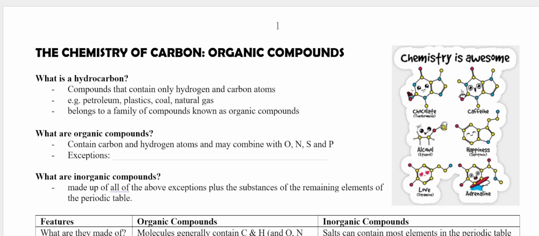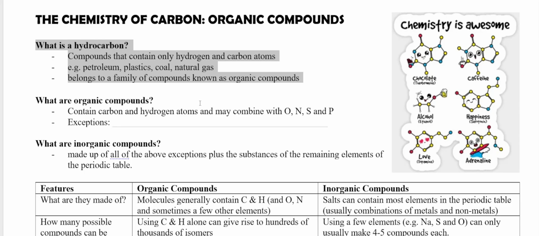This is the first lesson of the organic chemistry unit. So we're going to start by looking at hydrocarbons. What's a hydrocarbon? Well, a hydrocarbon is a compound that contains only hydrogen and carbon atoms, and it belongs to a family of compounds known as organic compounds. Okay, so what are organic compounds?